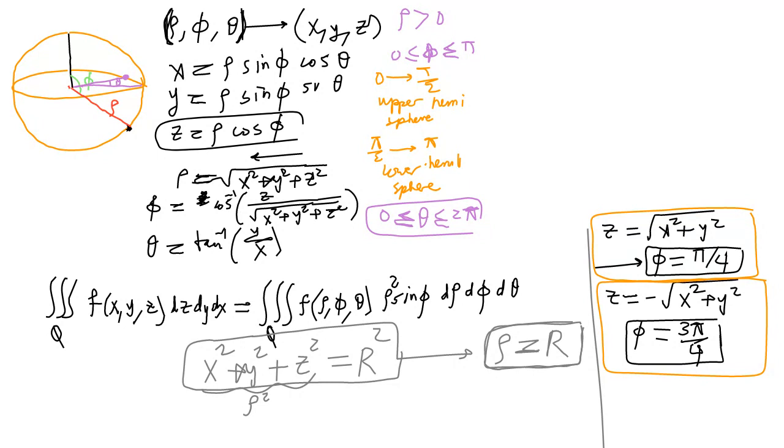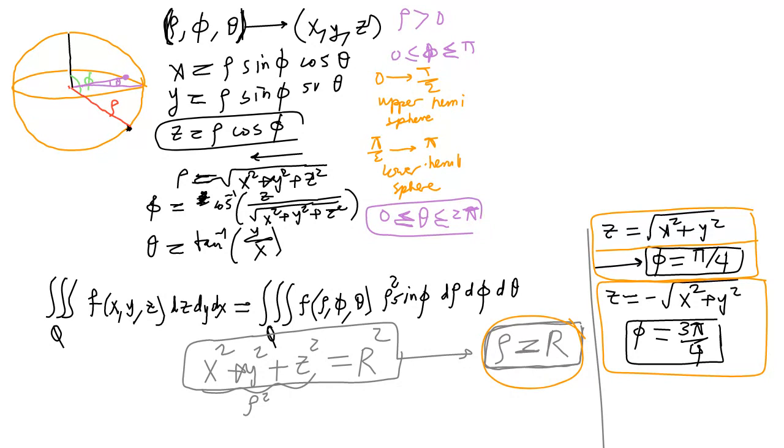But these are the shapes in spherical coordinates. If we have a sphere, rho equals the radius. If we have the cone z equals radical of x squared plus y squared, this is phi equals pi over 4. If we have the cone z equals minus radical x squared plus y squared, then phi equals 3 pi over 4.